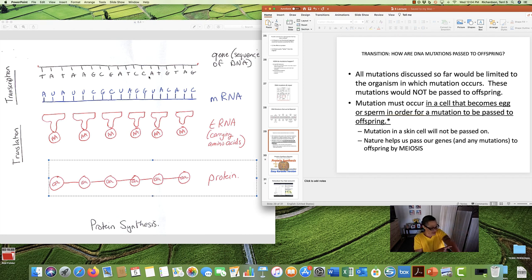If you get skin cancer on your skin, that's not in your sperm, it's not in your egg. If you get a mutation in a brain cell, that's far, far, far from your sperm and egg. So keep in mind, mutations can happen all over the body, but it's only when a mutation happens in a cell that's going to be a sperm or an egg cell for that mutation to be passed on to your kids. Okay? Now, we do a process called meiosis to make sperm and egg, and we're going to talk about how mutations can be passed on to kids through meiosis, through inheritance, in our next lecture.